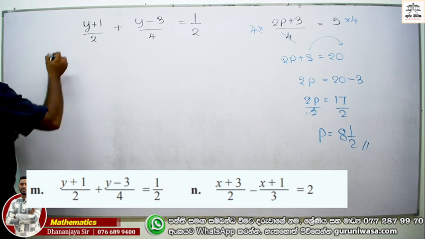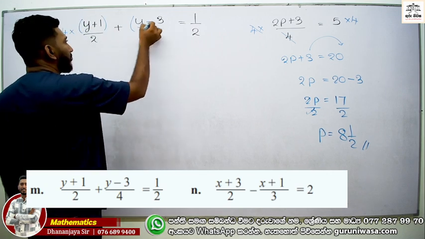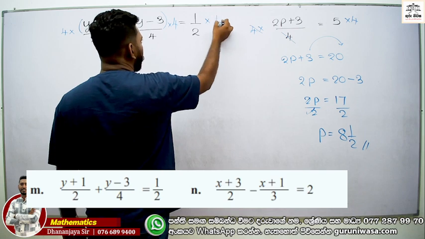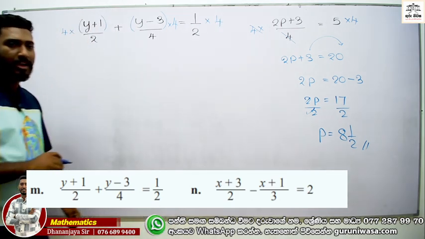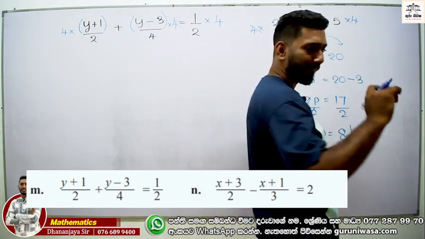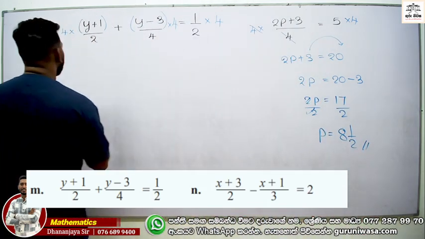So I will multiply this by 4. This one also multiply by 4. This one also multiply by 4. Understood? Did everyone understand the first step? Yeah. Right. Now I'm going to simplify.